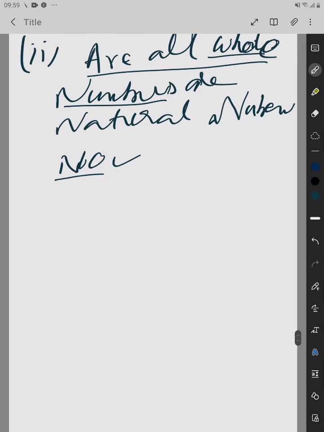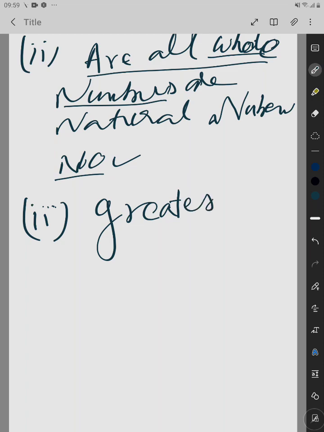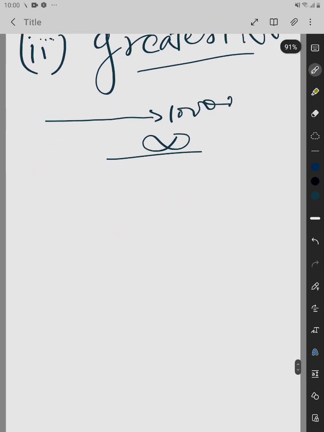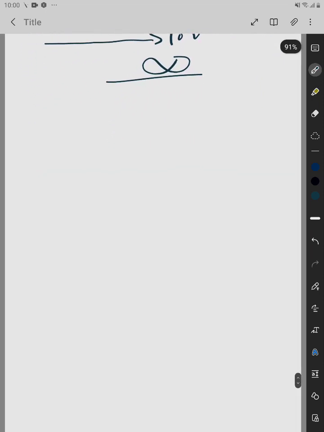So which is the greatest whole number? Okay, so the third question is, which is the greatest whole number? Greatest means whichever is the bigger number, you know. So the bigger number is not defined, you can say. It can be more than 1 lakh, more than 1 crore, 10 crore. So it is said to be infinite. So this cannot be defined.